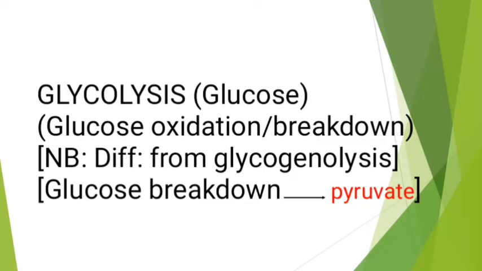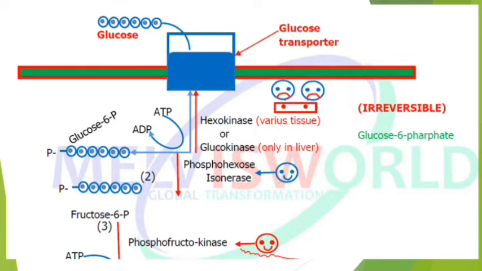Note, glycolysis is different from glycogenolysis. Glycogenolysis is the breaking down of glycogen stored in the liver to form glucose when the blood glucose falls low. So, here is a diagrammatic representation of the explanation above.